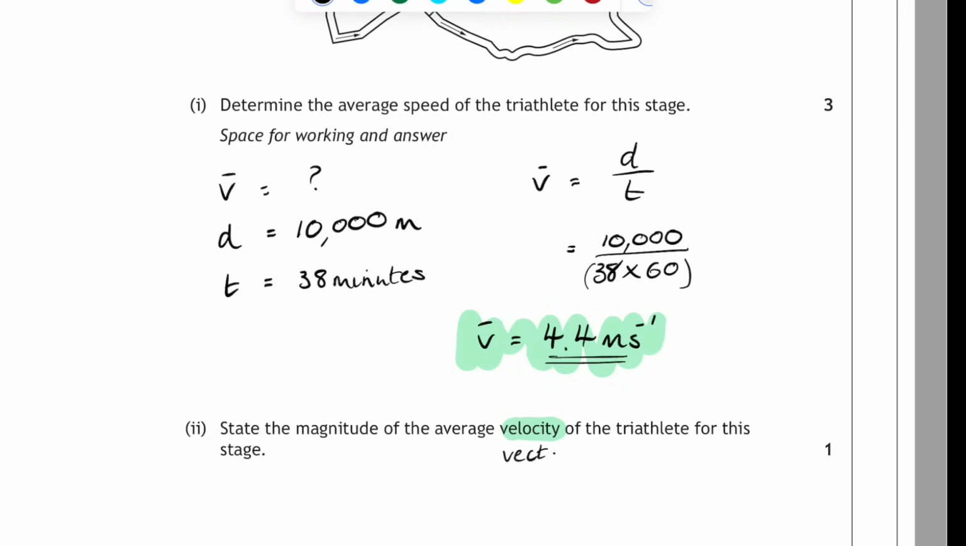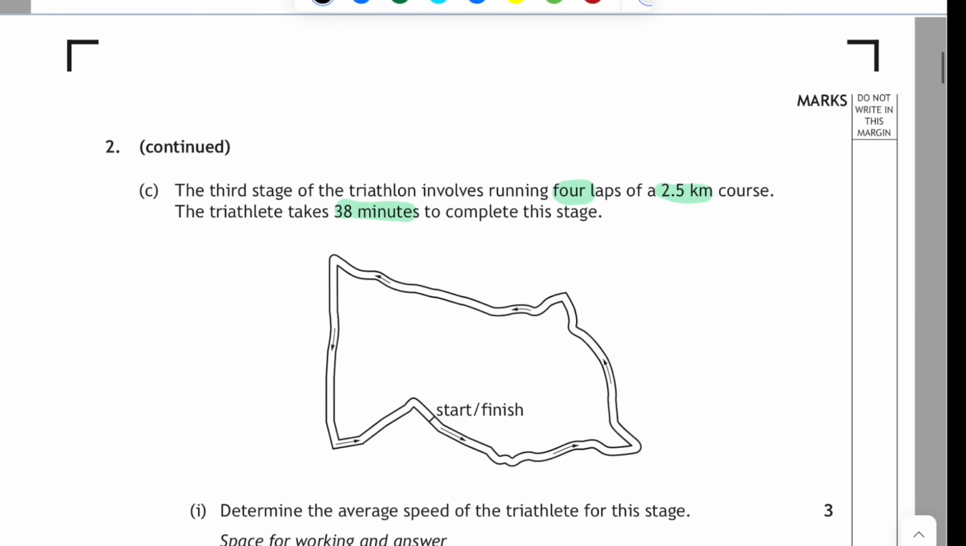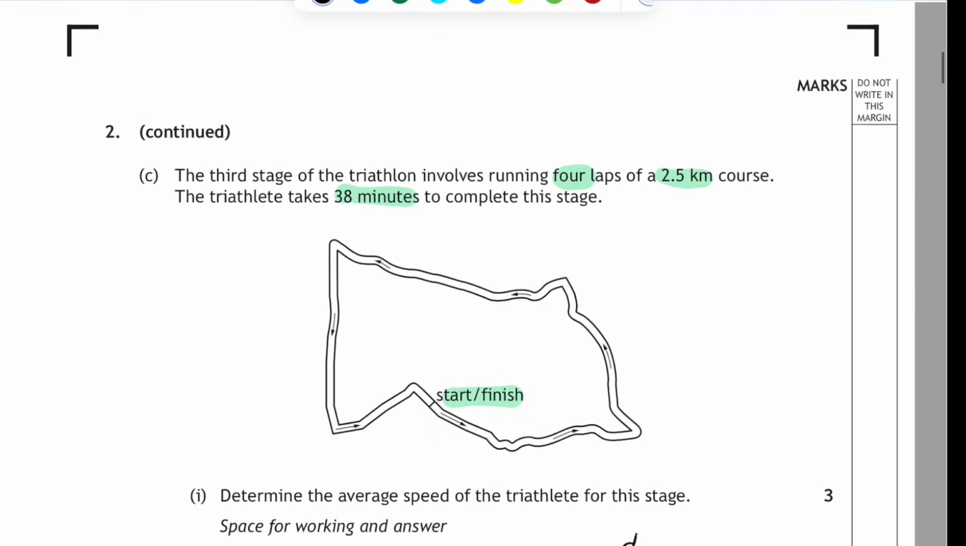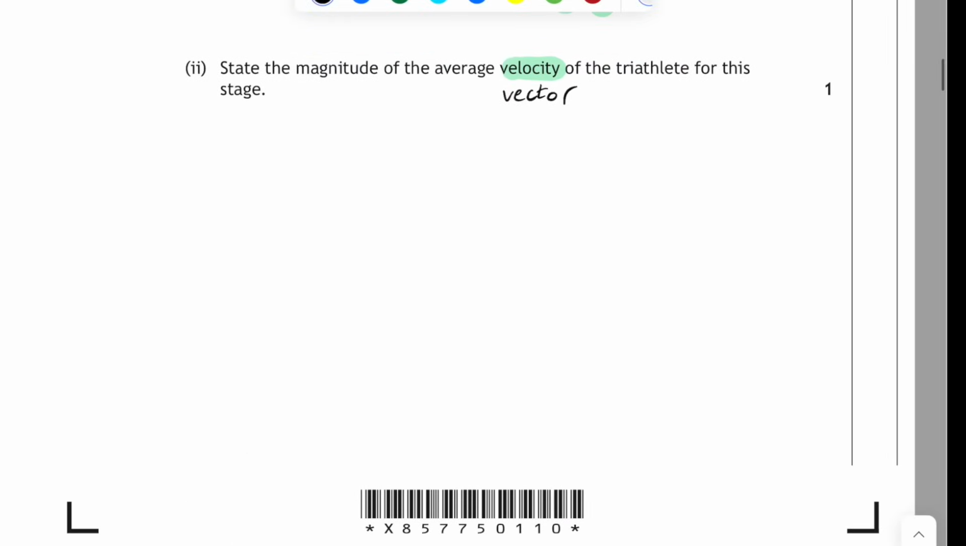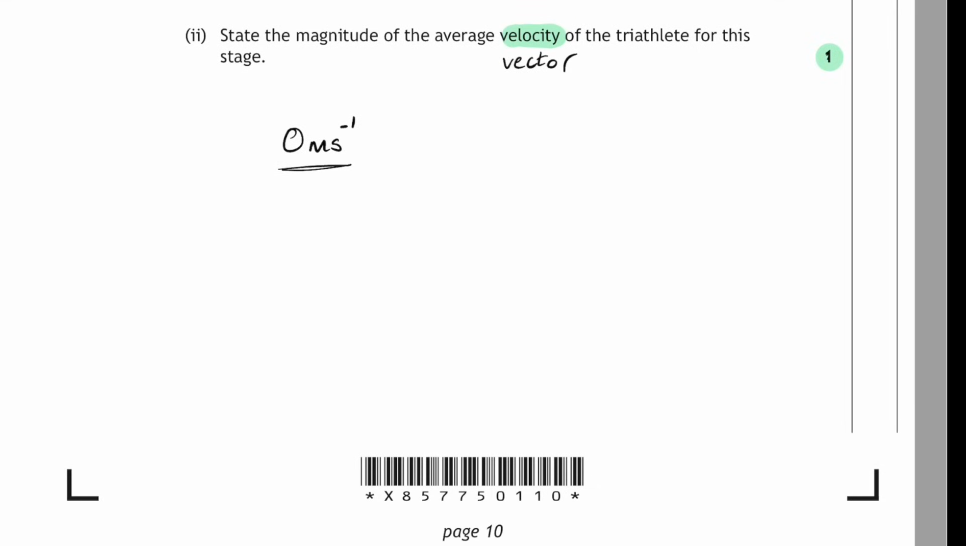triathlete for this stage. Well, velocity is a vector, so you only have to think about where did you start and where did you finish? Where did you come from? Where did you go? Well, they start and finish at the same point, so that means that their average velocity will be 0 because their displacement will be 0. So 0 metres per second there. And that was the vectors question. Pretty tricky. A lot of marks there on vectors.